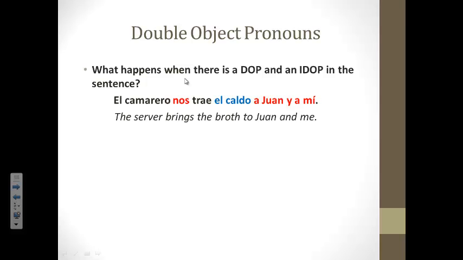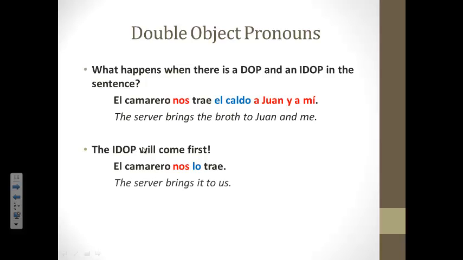Okay, so what if I wanted to rewrite this sentence and say, the server brings the broth, or excuse me, the server brings it to us? I know this is where my IDOP goes, but where am I going to put the word it? Where am I going to put lo? Okay, well, your IDOP will come first. So I'm actually going to put lo immediately after nos. El camarero nos lo trae. He brings it to us.